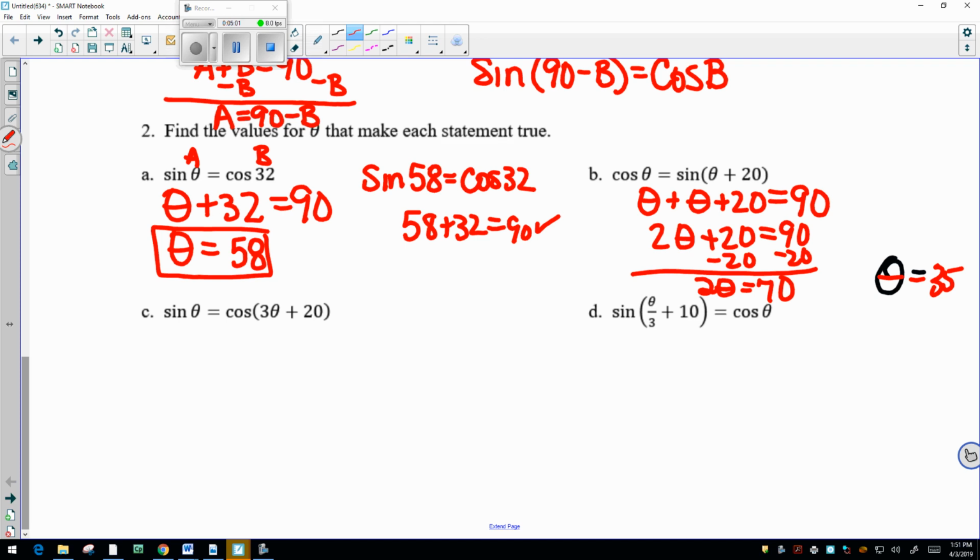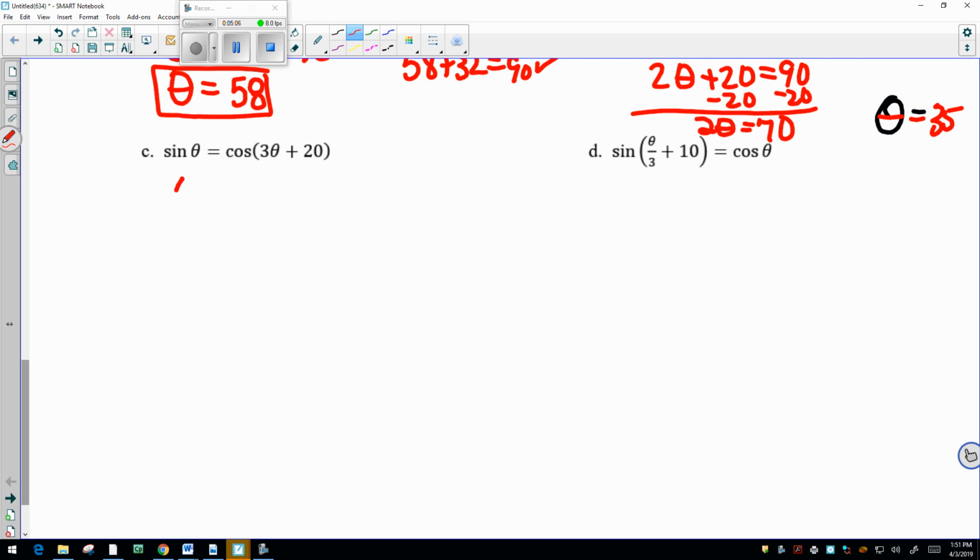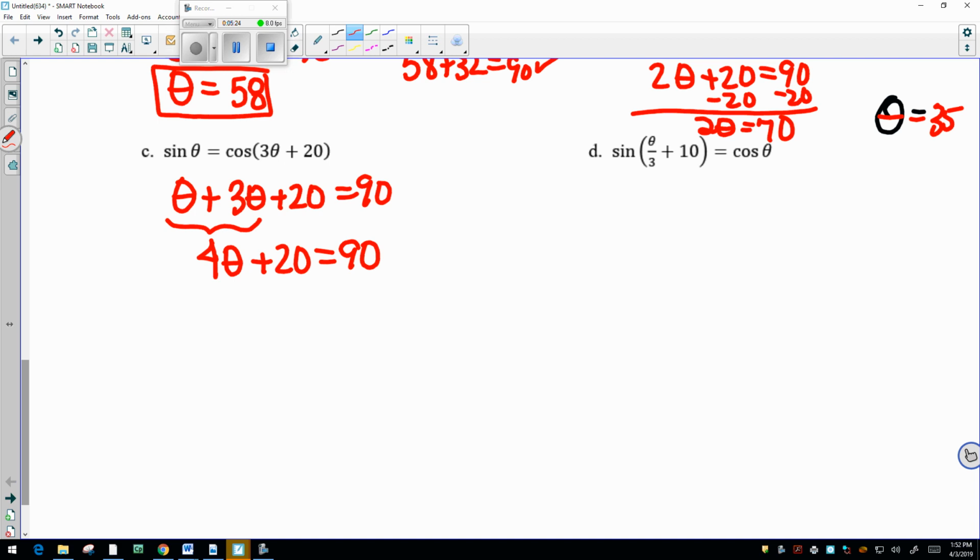Okay, we have another one. So we have sine of theta is equal to cosine of 3 theta plus 20. Again, this is only true so long as the two angles, when they are added, will equal 90. They have to be complementary. So if we combine our like terms, that gives me 4 theta plus 20 is equal to 90. Subtract over the 20, so now I have 4 theta is equal to 70. And divide by 4 to get theta by itself, and theta is going to equal 17.5.